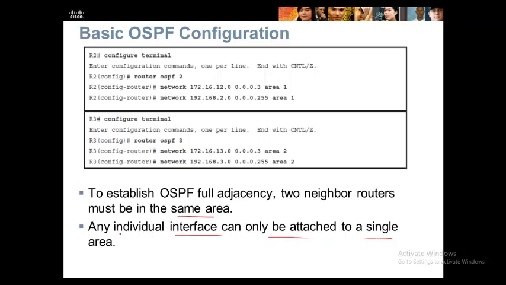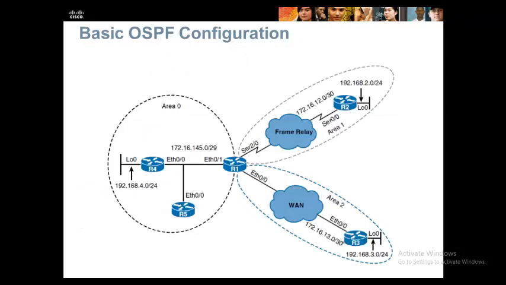Say, for example, this picture. These two routers form neighbors. It is because this interface, both are in area 2. And this is forming neighbor with this because these two are in the same area, area 0. So area is a per-interface configuration. It's not global.